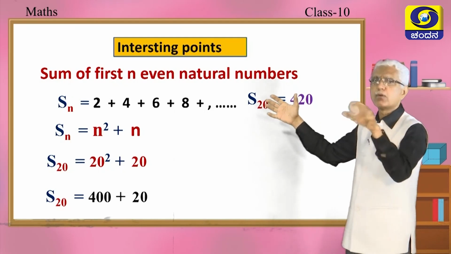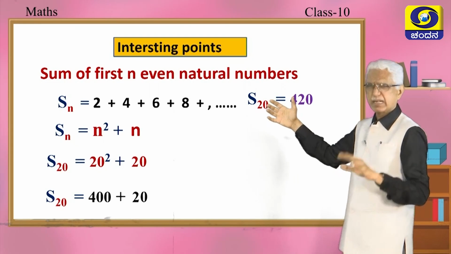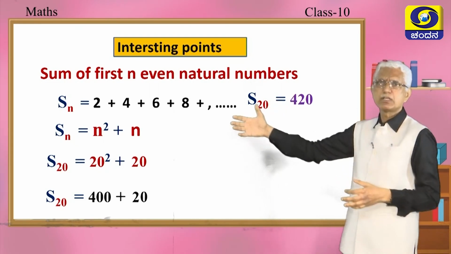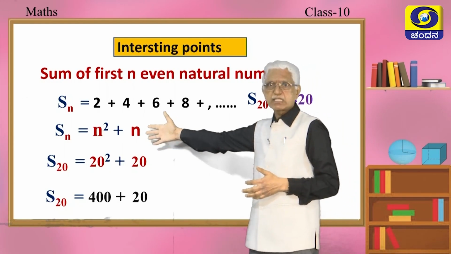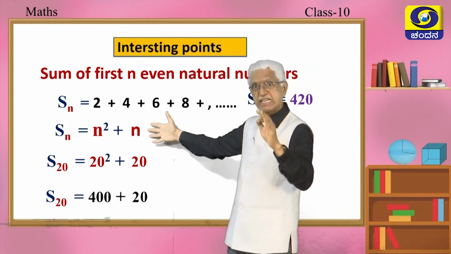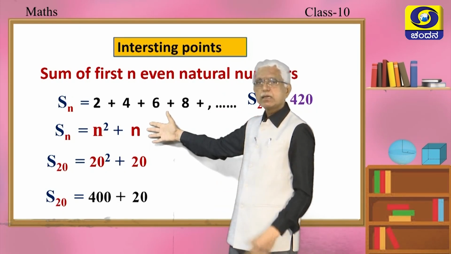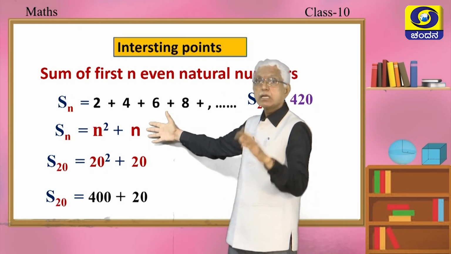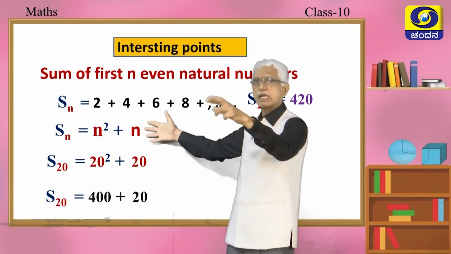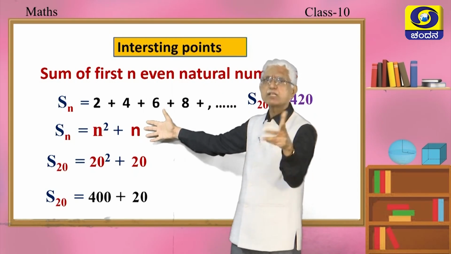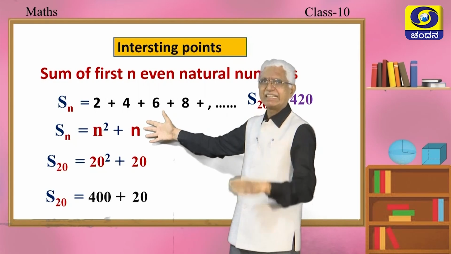Okay, and assume I want to find the sum of the first 20 of them. Here they have already given you the formula: if you want to find the sum of the first n even natural numbers, Sn is equal to n square plus n. Is it not an advantage to you? Instead of using n by 2 into a plus l, or n by 2 into 2a plus n minus 1 into d, why don't you use n square plus n? You can use it. We will see how we got it a little later, correct.